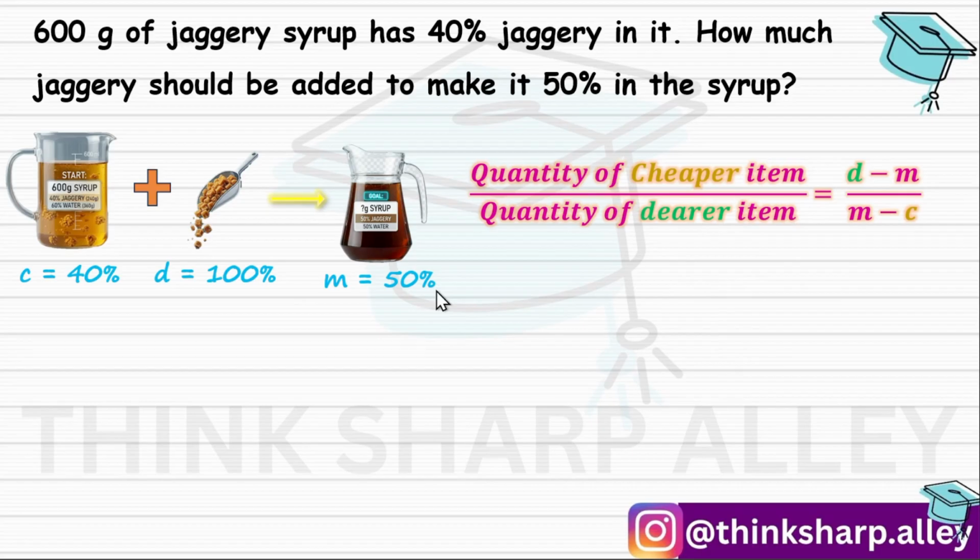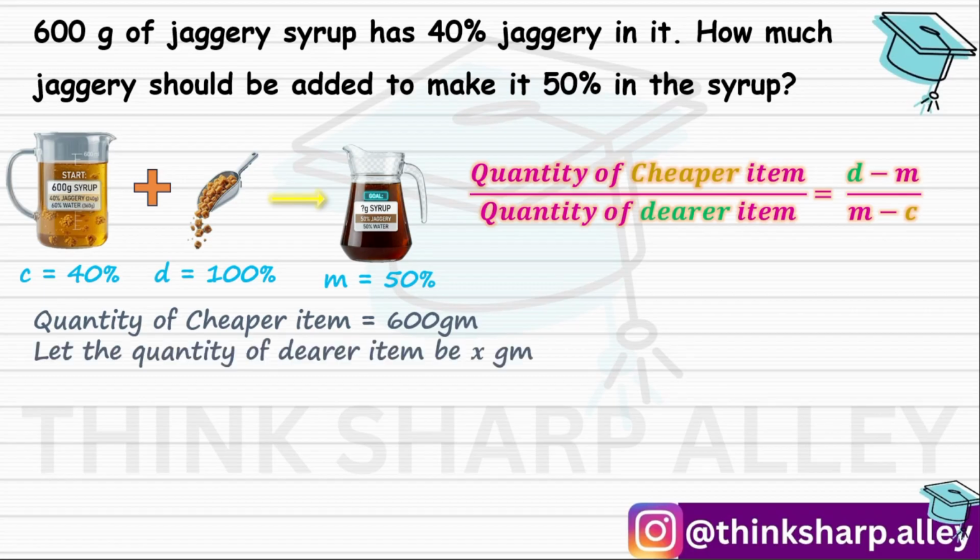Now using that alligation rule, let's plug in the values. So quantity of cheaper item. Now cheaper item is the jaggery syrup. So quantity of jaggery syrup is 600 gram given. And let the quantity of dearer item be X. Let's plug in all the values. So we have 600 by X equal to 100 minus 50 divided by 50 minus 40. Let's do the calculation. So we have 600 by X equals 50 by 10.